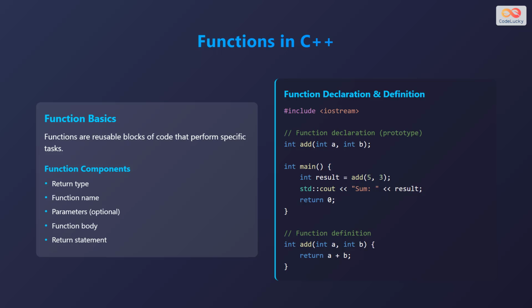Inside the main function, we call the add function with arguments 5 and 3 and store the result in the variable result. We then print the sum to the console. Finally, we define the add function, which simply returns the sum of its two parameters. This is how you declare, define, and use functions in C++.